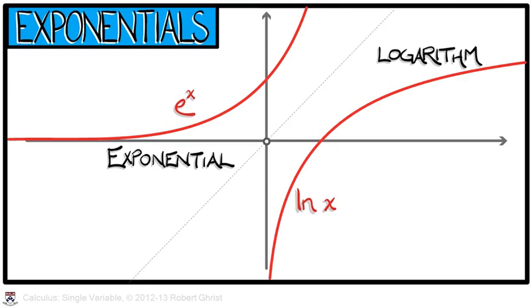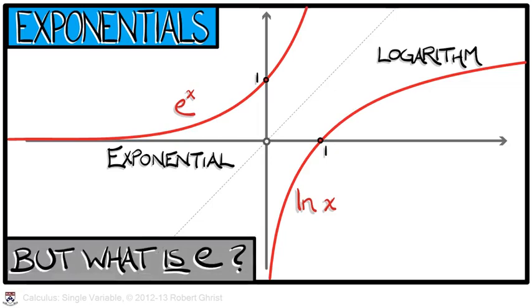You've seen these functions before. You know, because they're inverses, that their graphs have this symmetry about the diagonal. So, for example, if e to the 0 is 1, as it must be, then log of 1 must be equal to 0, certainly.